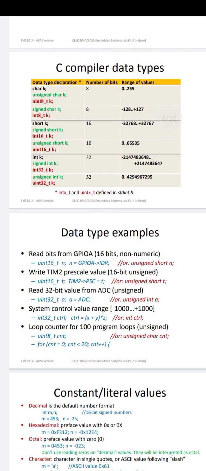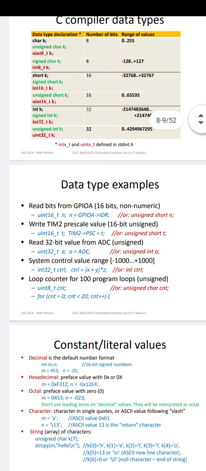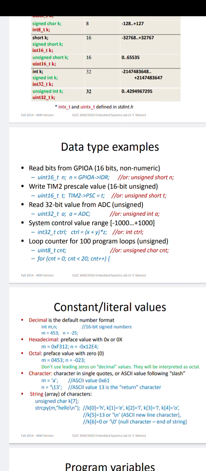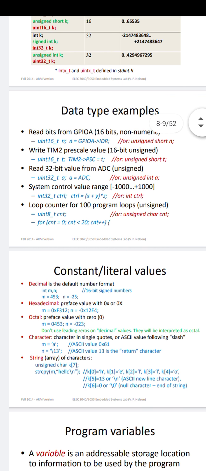Then the main parts are the symbols or examples of the data types: the constant or literal values. A decimal number, by default, is based on 10, and is a 16-bit number. Then hexadecimal has values from 0 to 15, defined like 0xF312, up to n is equal to 0x12E4.